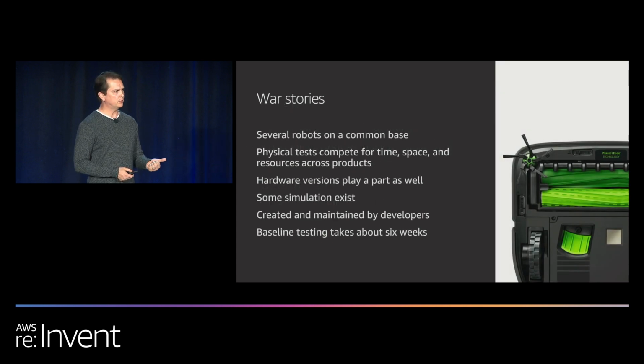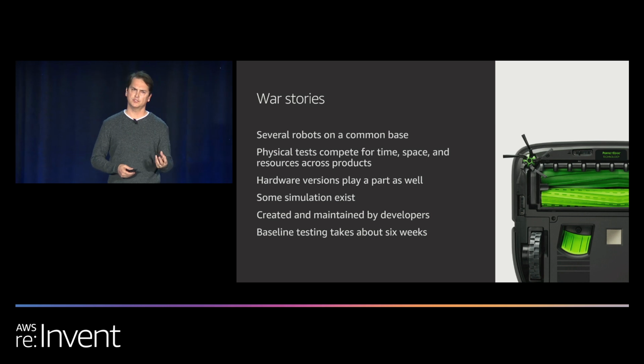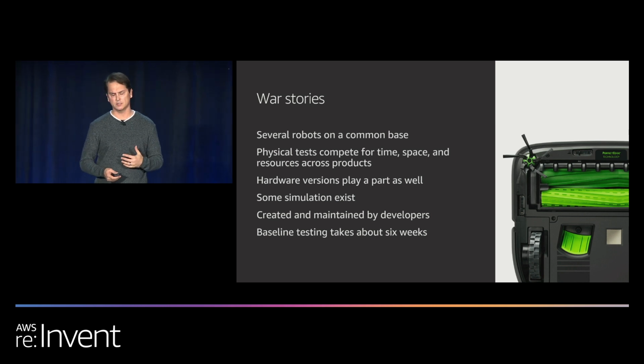Because across all these different products, and when you account for different hardware versions, it's a lot of different products to test. And they're all competing for physical test resources. So some of our robot scientists have developed and maintained simulation, and some of our products have it for some features and some use cases, but not for all of them. And with all of that, it still takes about 6 weeks to get software from our release out into production.